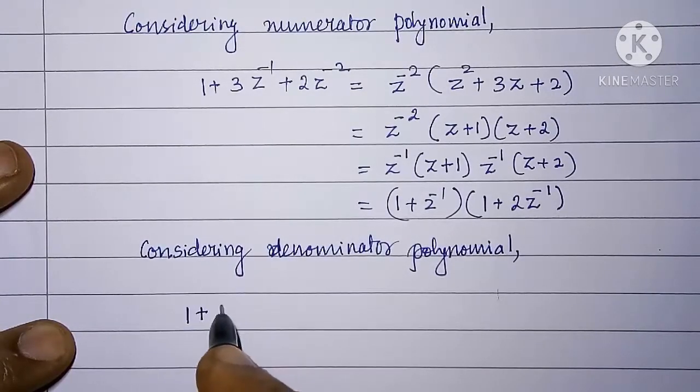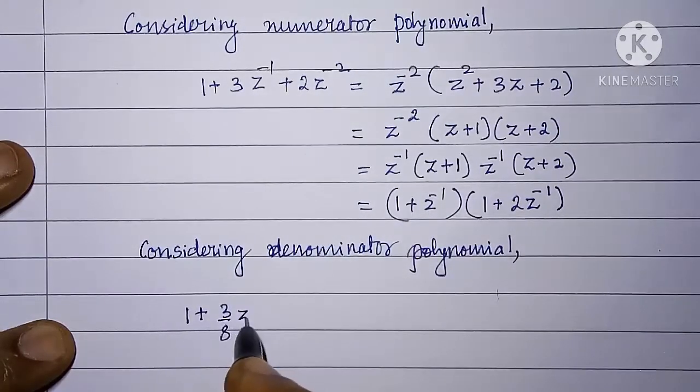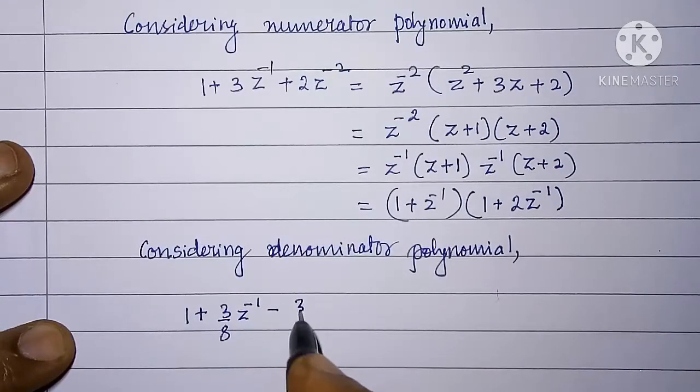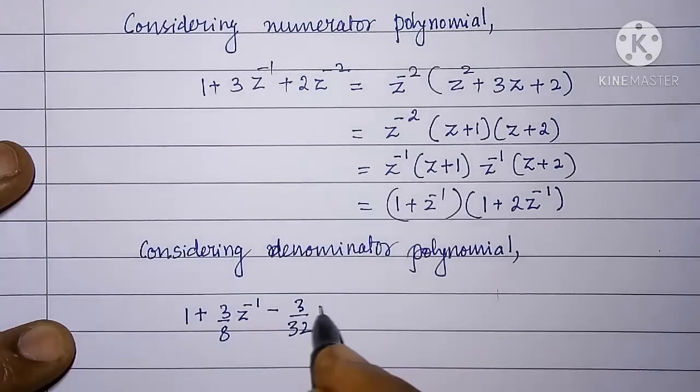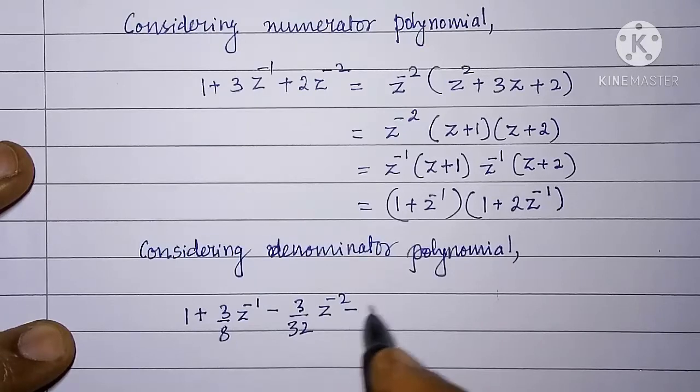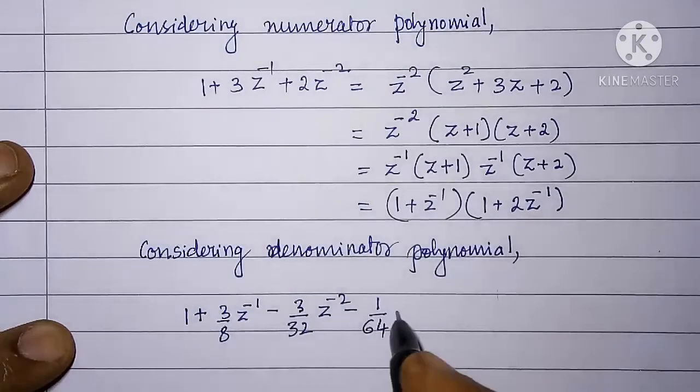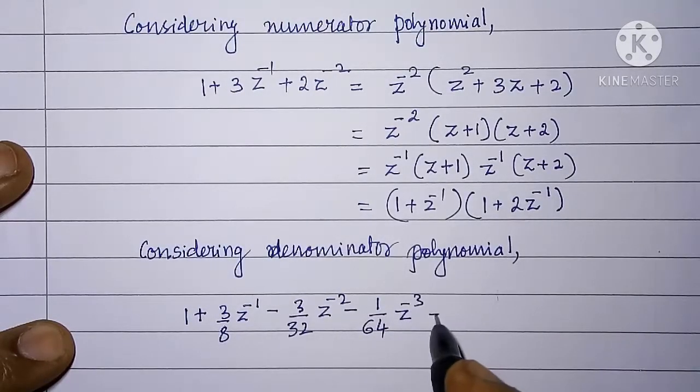One plus 3 by 8 z raised to minus 1 minus 3 by 32 z raised to minus 2 minus 1 by 64 z raised to minus 3.